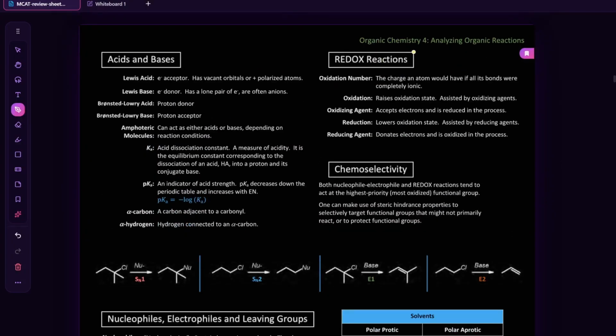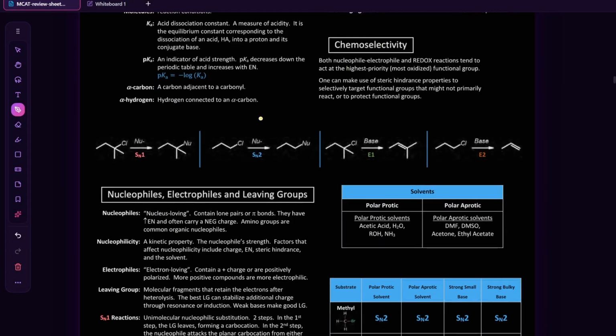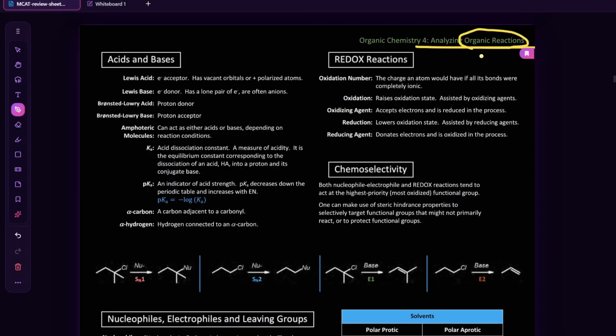Acids and bases now. This is also similar to general chemistry, but it's more towards using organic molecules, obviously, because it's for organic reactions. So this should be all review for this part. A Lewis acid is an electron acceptor, and a Lewis base is an electron donor. A Lewis acid has vacant orbitals or positively polarized atoms. A Lewis base has a lone pair of electrons and is often an anion.